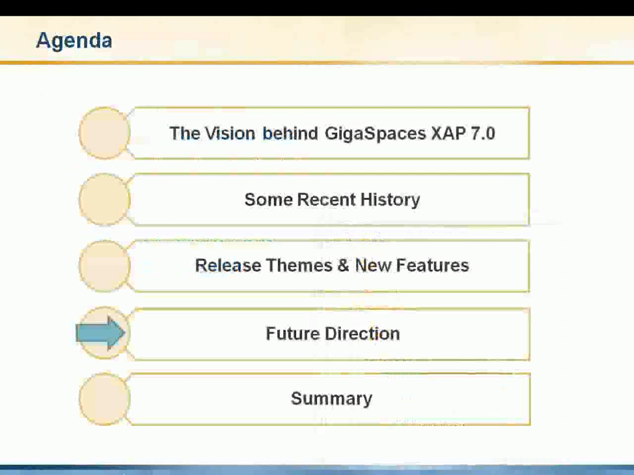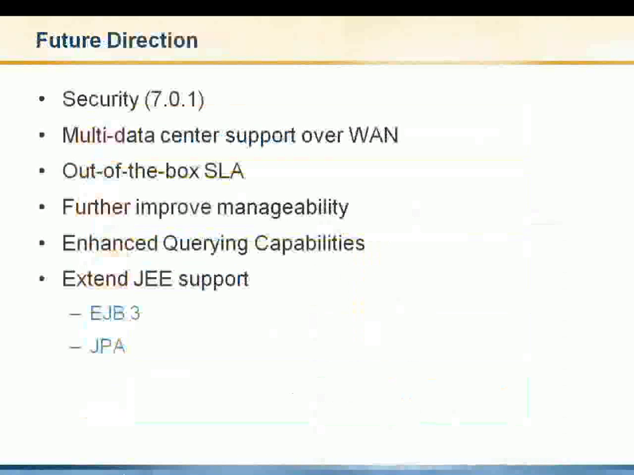Okay, which brings us to the last part of the presentation. We want to talk a bit about the future direction of where we want to take the product. The first thing you're going to see in 7.01 is a major overhaul of the security implementation, in terms of transport layer security, authorization, authentication, support for external user registries, and a unified security model across all components. This will be available in 7.01 in about 2 months from now.